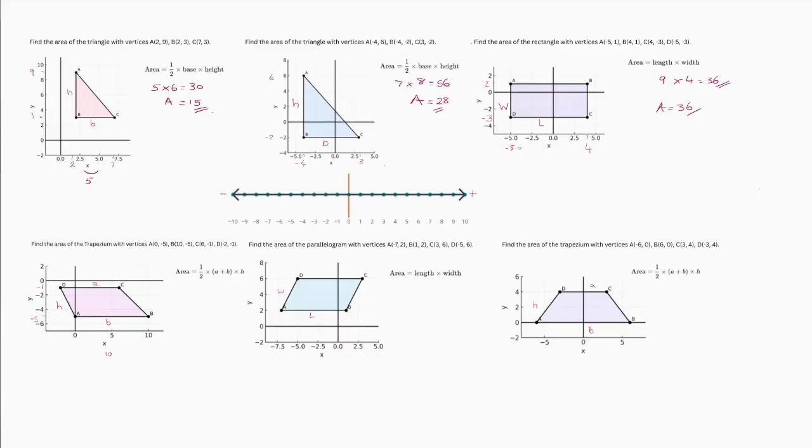Next one. So this is a trapezium, and with the trapezium we use a different formula. And this is probably maybe the hardest one to remember, if it is hard at all. And that's a half times A plus B times height. Now I've already filled this in. Our A is on the top, our B is on the bottom. And obviously our height is here, upwards.